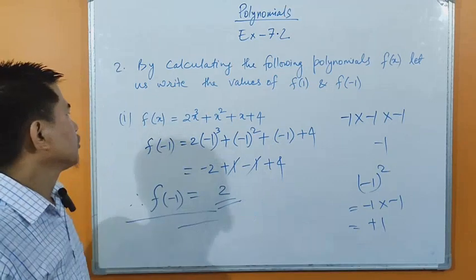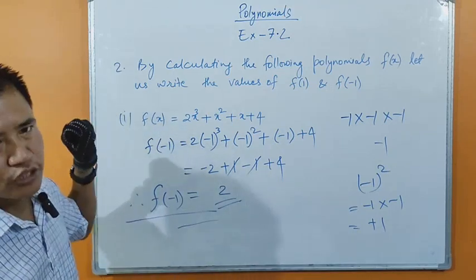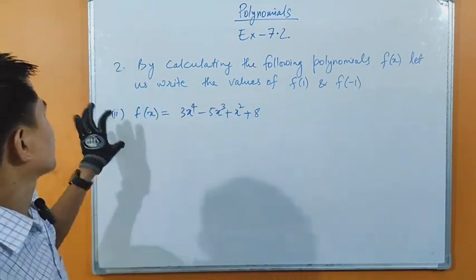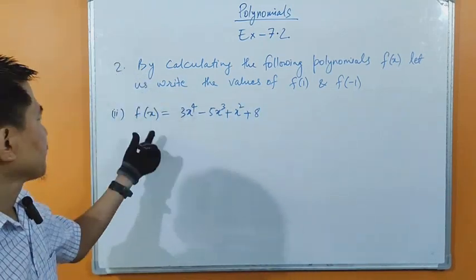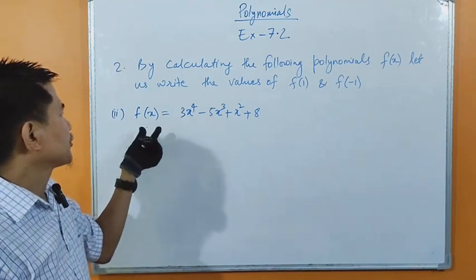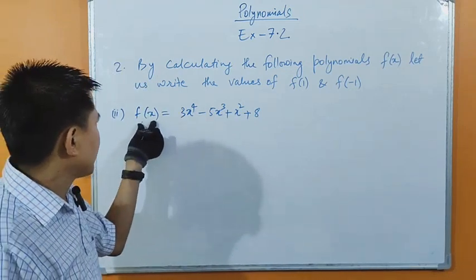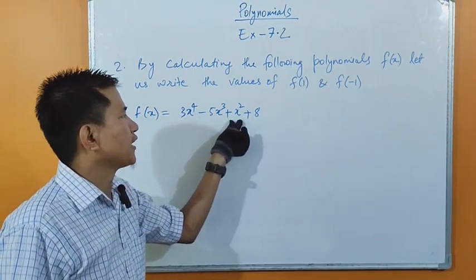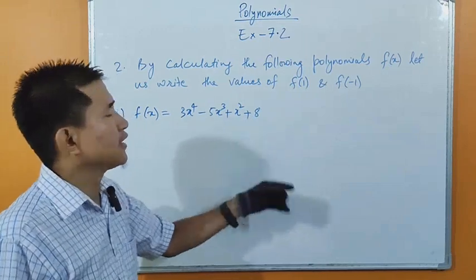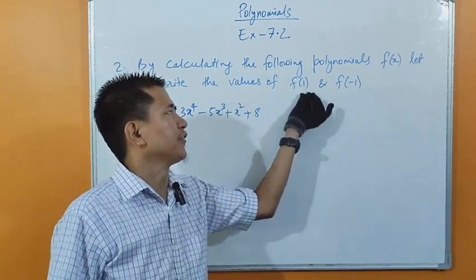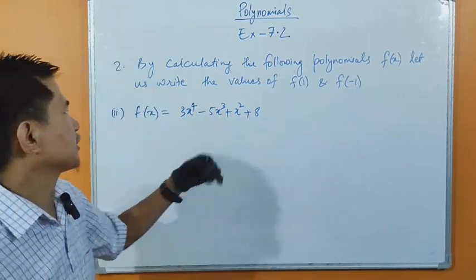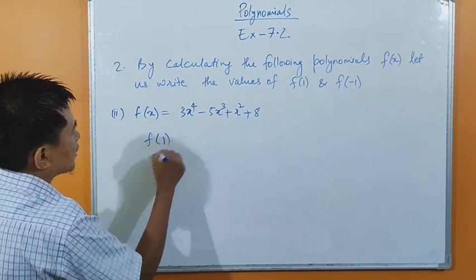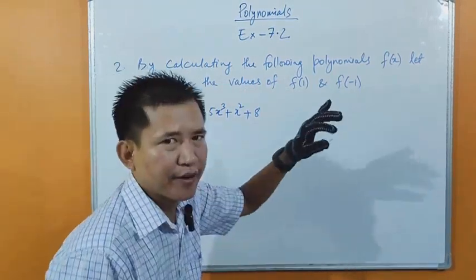We will quickly begin question number 2, sub number 2. Okay students, let us go for sub number 2 of question number 2. In this question, the expression f(x) is 3x to the power 4 minus 5x cubed plus x squared plus 8. We are asked to find the value of f(1) and f(-1) from this expression. Let us find the value of f(1) first, and then we will find the value of f(-1).